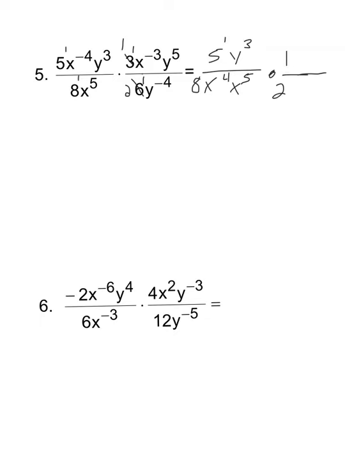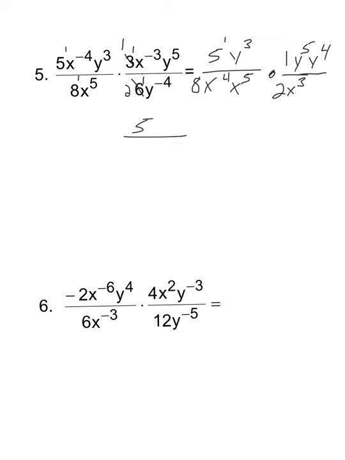Now I'll start moving the ones I need to move. On top, I have x to the negative 3, so I've got to move it down to the bottom as a positive. y to the 5th, keep it on top. And then on the bottom, I've got a y to the negative 4th. I am going to move it to the top. Okay, now I multiply straight across. I multiply the whole numbers, add the exponents. So I've got 5 times 1 is 5.